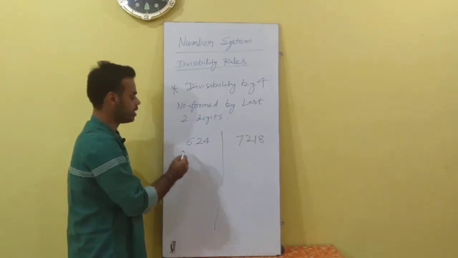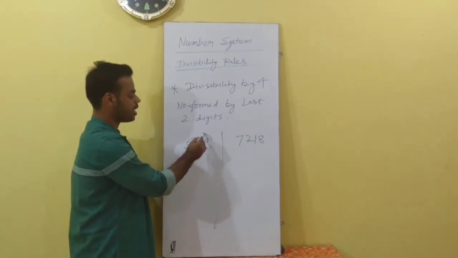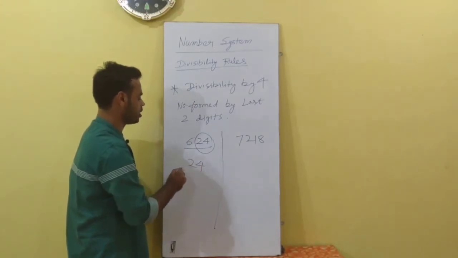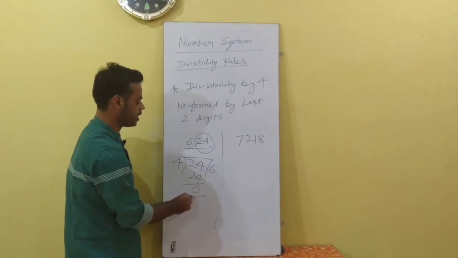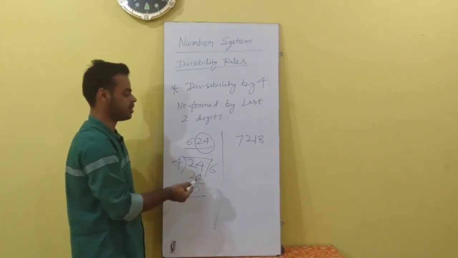Okay, for example, let us say the number is 624. So the number formed by the last 2 digits is 24, and as we know, 4 divides 24 completely. Hence this number 624 is completely divisible by 4.